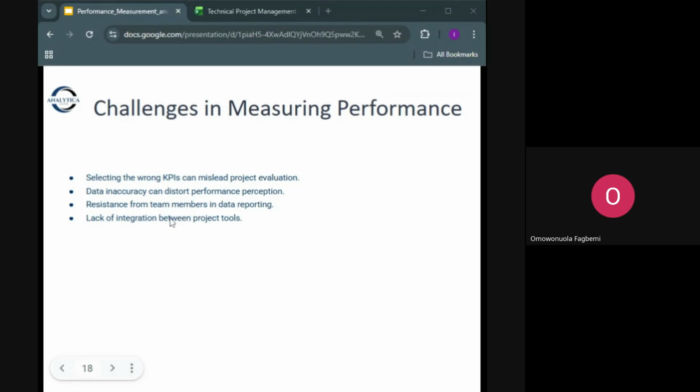Now, challenges in measuring performance. There are, of course, challenges. Even with KPIs, there are challenges. Sometimes teams choose irrelevant metrics, like counting the number of meetings, for example. That is a completely irrelevant metric.